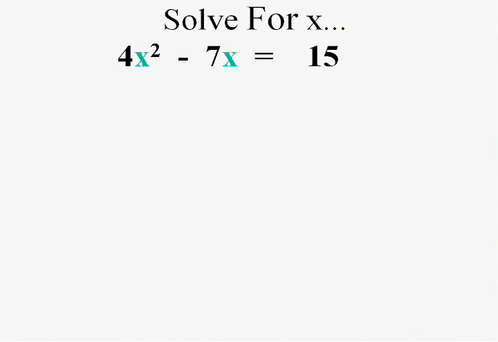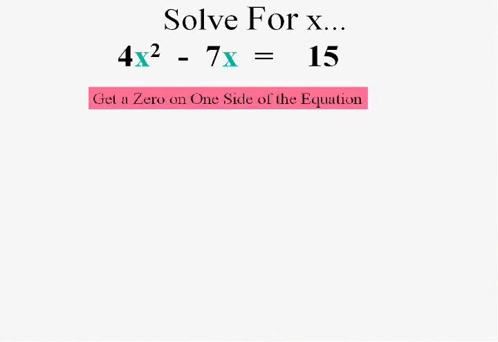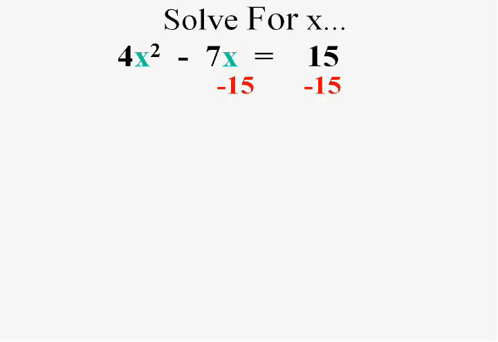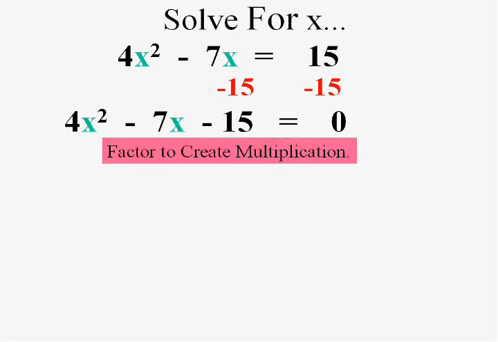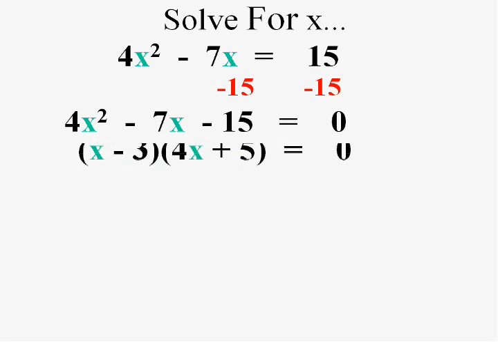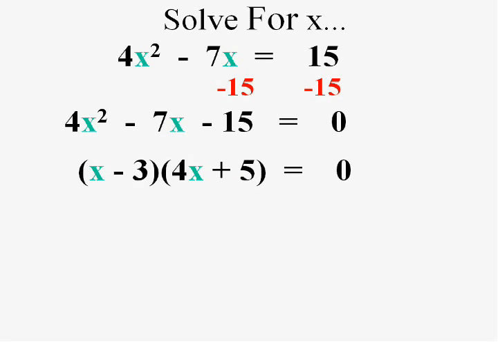For instance, in this equation, we got a 0 on one side by subtracting 15 from both sides. Okay, now we have to create multiplication, so we factored. You have to trust me on the factoring. Minus 3 times 4 is minus 12, and 5 times x is 5, so a minus 12 and a 5 give me the minus 7.